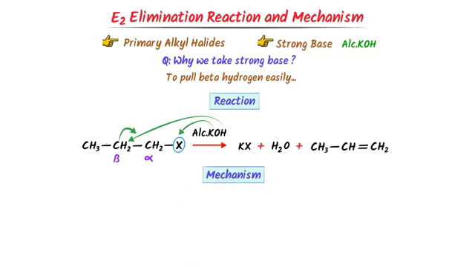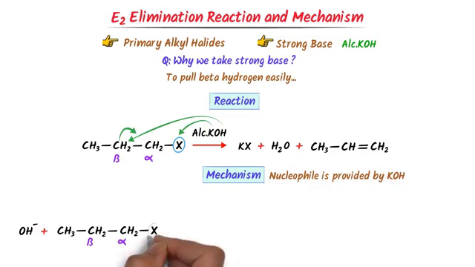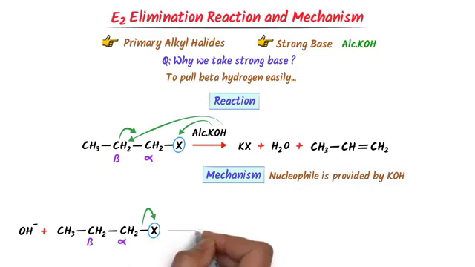Now what about its mechanism? Well, I always write nucleophile OH is provided by the strong base potassium hydroxide. So I write here the nucleophile OH. Now I take this primary alkyl halide and I place it here. This is alpha carbon and this is beta carbon. We know that this halogen, being highly electronegative, will pull the electrons and will leave the compound. That's why we call it leaving group. At the same time, this nucleophile will attack on this beta hydrogen. The electrons of beta carbon will shift towards alpha carbon.